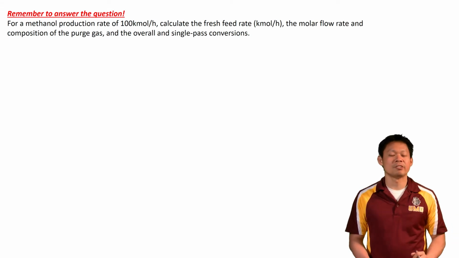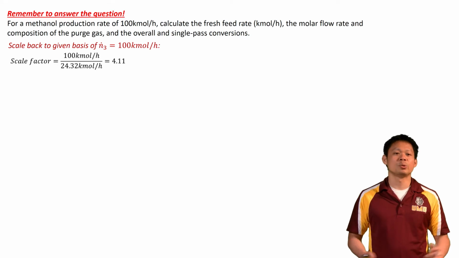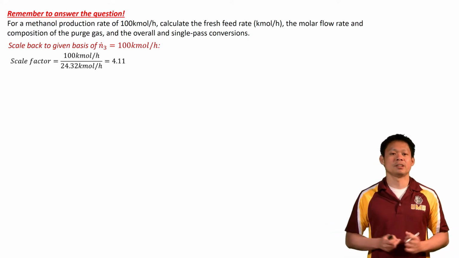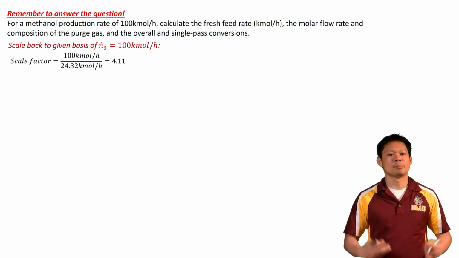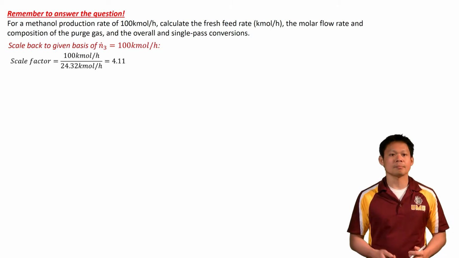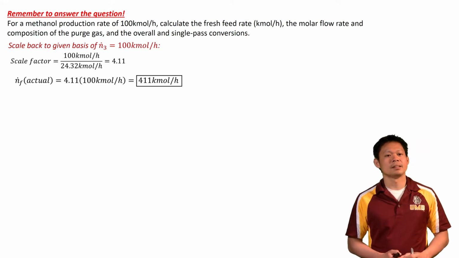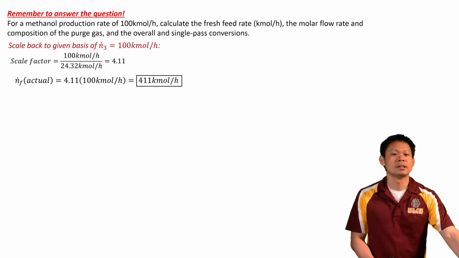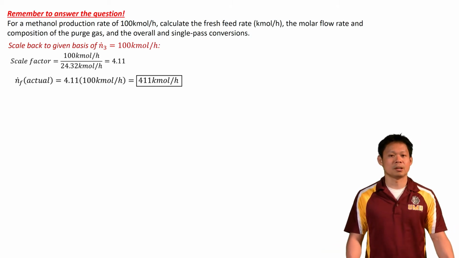So our methanol production rate, in this case, did not come out to 100 kilomoles per hour. It came out to 24.32 kilomoles per hour, so we need to scale our entire process back up to 100 kilomoles per hour. The scale factor in this case is 4.11. We need to scale all our molar flow rates up by 4.11 times. So in terms of the actual fresh feed rate, the fresh feed rate in our question was the new basis we picked of 100 kilomoles. So the actual flow rate that we need is 411 kilomoles per hour.